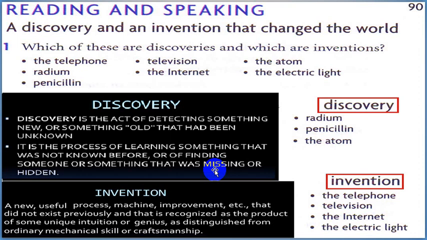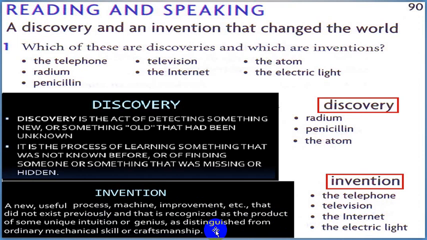أوكي. بينما الانفنشن هو a new useful process أو machine أو improvement or anything that did not exist previously. جوها خط. That did not exist previously. لم يكن موجودا قبل اختراعه. And that is recognized as the product of some unique intuition or genius as distinguished from ordinary mechanical skill or craftsmanship.